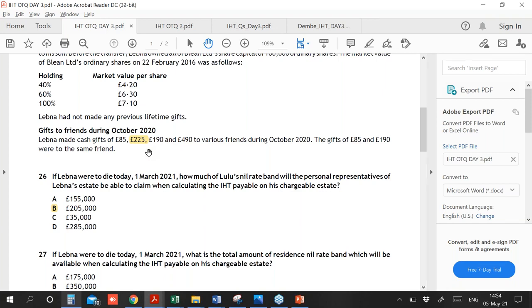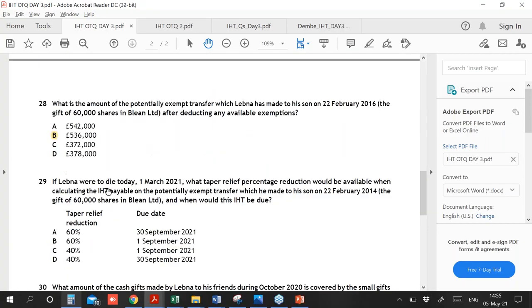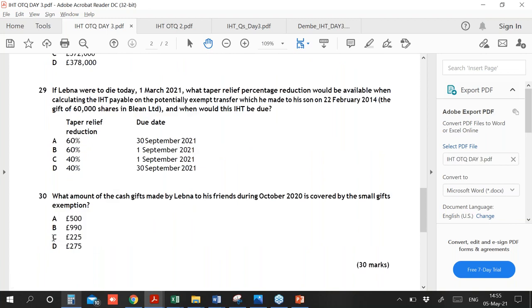So both of these gifts will now not be subject to small gift exemption. They can qualify for the annual exemption, but here they have specifically asked me about the small gift exemption. So the 225 one qualifies, and 490 obviously does not qualify. And as far as the 85 and 190 are concerned, because they are to the same person, they have crossed the value of 250. So my correct answer is C, which only states 250.